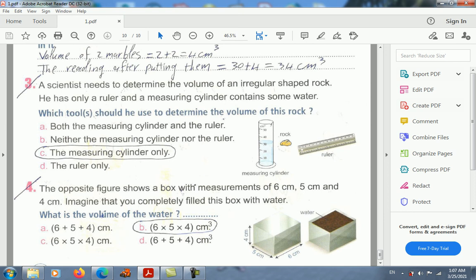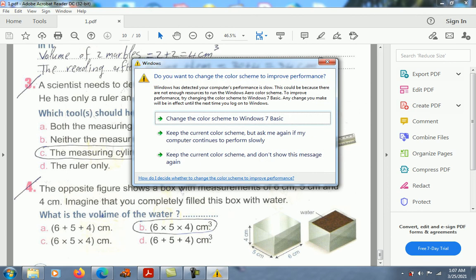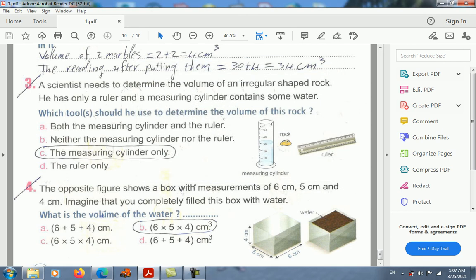4. The opposite figure shows a box with measurements of 6 cm, 5 cm, and 4 cm. Imagine that you completely fill this box with water. What is the volume of the water? It's going to take the same dimensions of the box. So it's going to be 6 multiplied by 5 multiplied by 4 centimeter cube. Thank you.